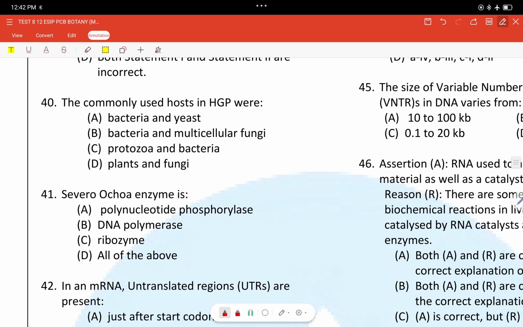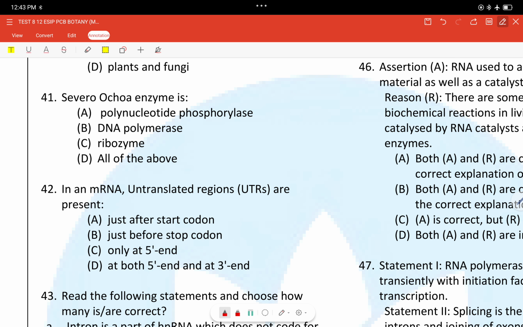The commonly used hosts in HGP, there are two commonly used hosts, that is bacteria and yeast. Severo Ochoa enzyme is polynucleotide phosphorylase.